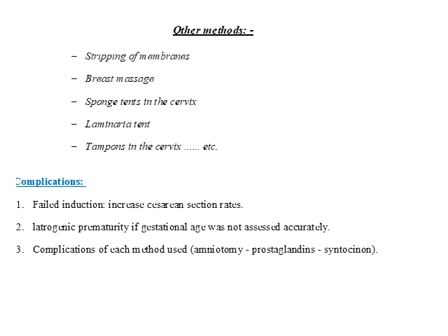Other methods: stripping of membrane, separating the membrane from the decidua, breast massage to stimulate oxytocin release, a sponge tent in the cervix or laminaria tent. These are wood tools inserted in the cervix that absorb water and so dilate the cervix. Tampons in the cervix may also be used in induction.